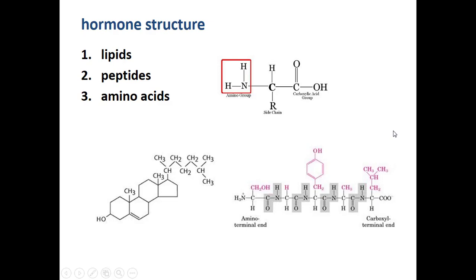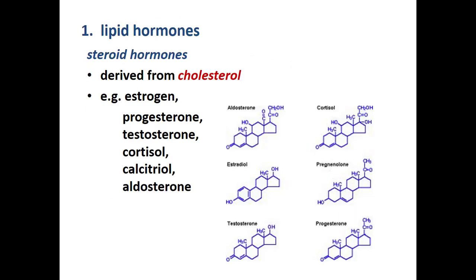So we'll look at the lipid hormones first. Many of these I think are familiar hormones, and many of them are involved in regulating reproduction. These are the so-called steroid hormones, and as I mentioned, they're derived from cholesterol. These steroid hormones include progesterone, testosterone, cortisol, calcitriol, and aldosterone. Now, some of these hormones you haven't heard of before, but you'll notice they all have a similar structure.